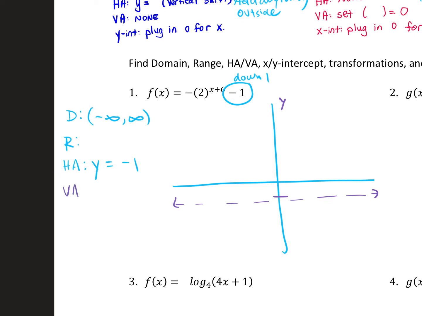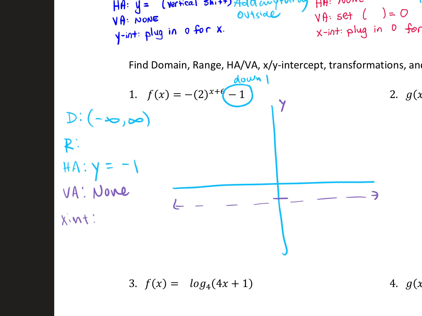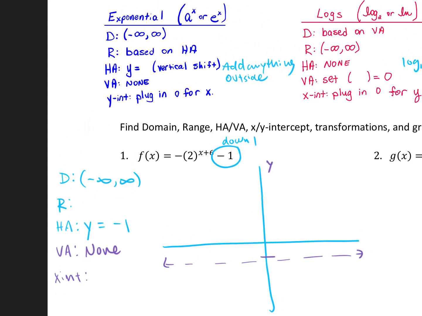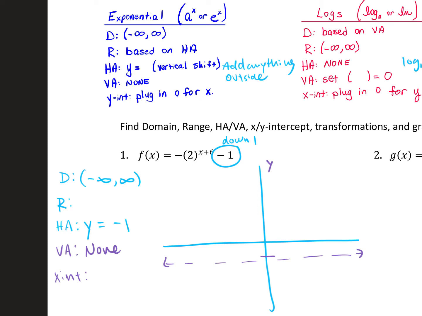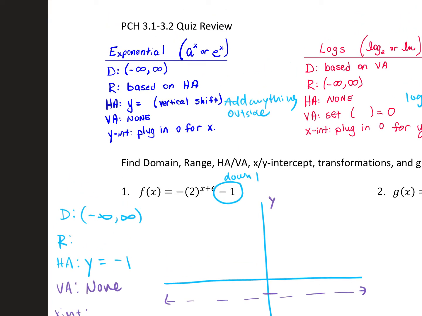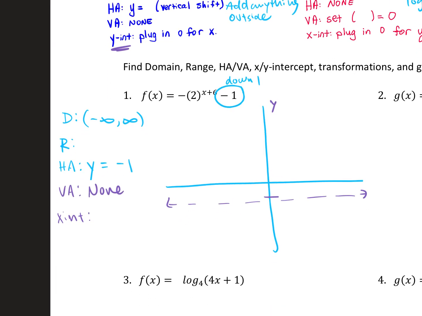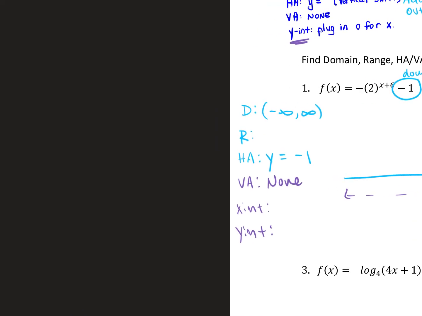Let's find our vertical asymptote. Do I have a vertical asymptote? Nope, because if you have a horizontal, you're not going to have a vertical. Do I have an x-intercept? So for exponential equations, we have a y-intercept, so we don't have x, but we'll have a y. How do I find the y-intercept? Plug in 0 for x. So I'm going to plug in 0 for x and solve.